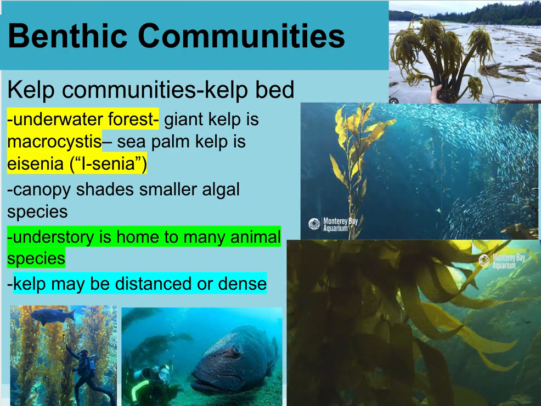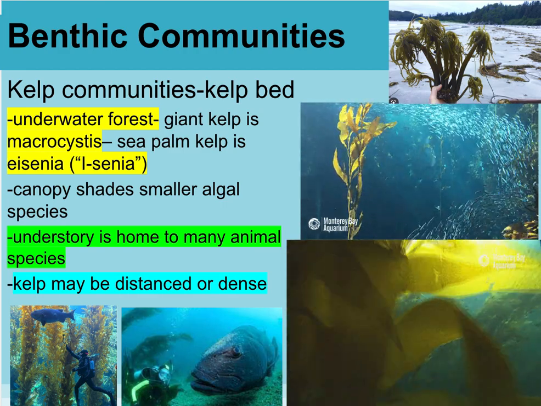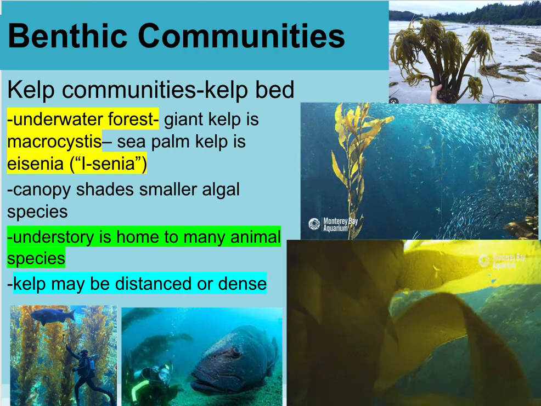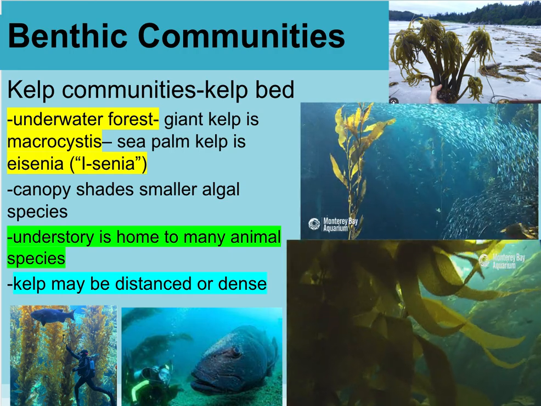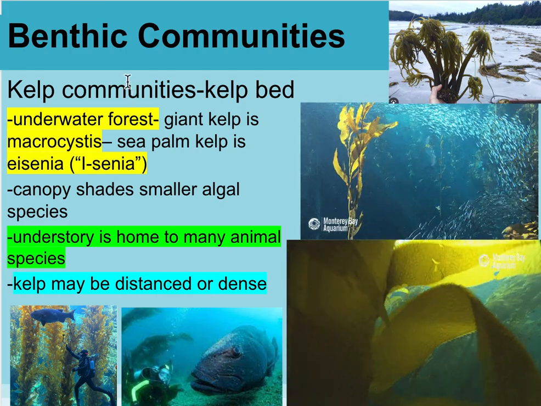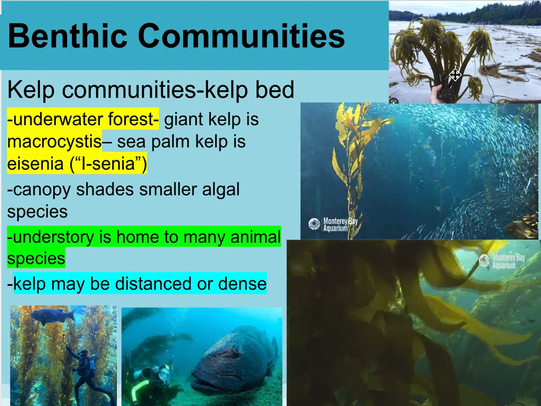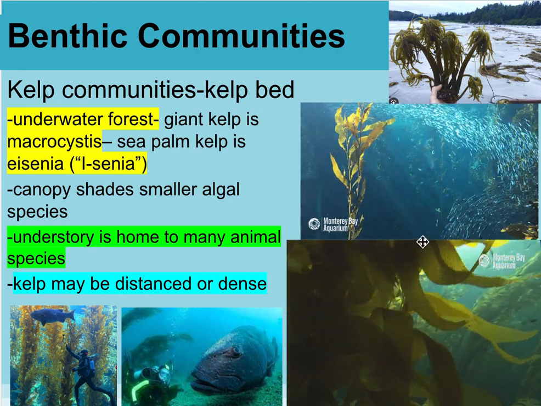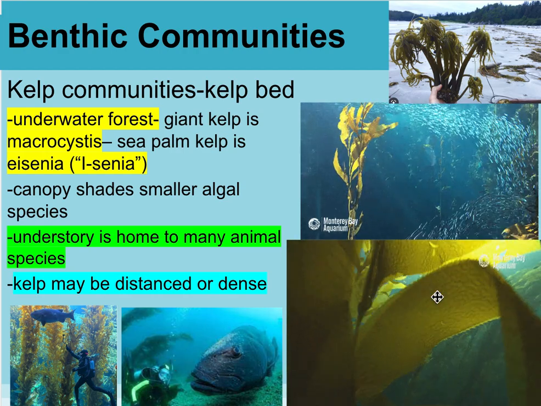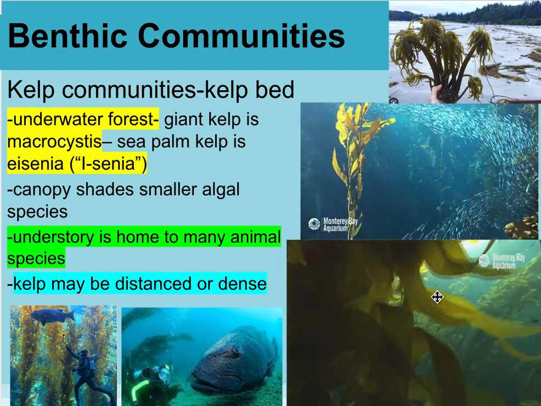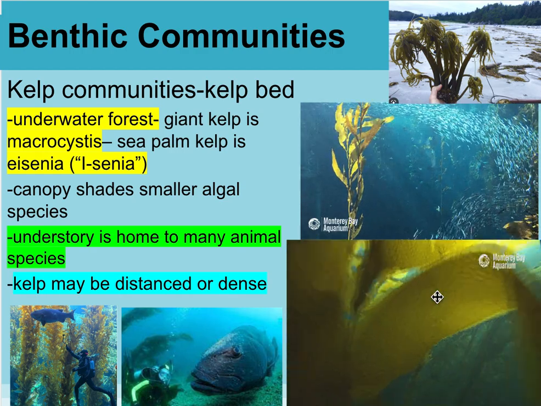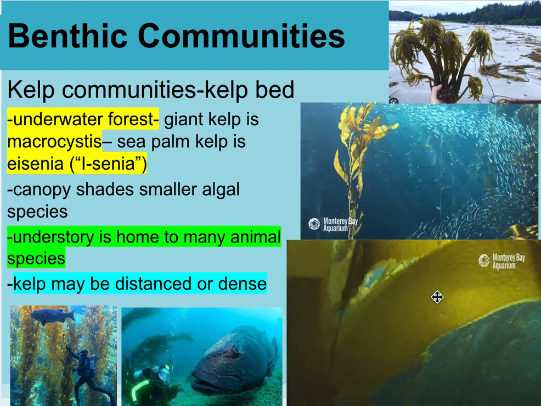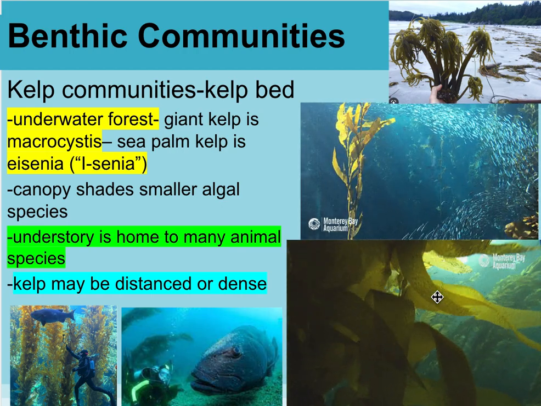A very, very important community that lives in the neritic zone are kelp communities. These are like underwater giant forests. One type of giant kelp is called a macrocystis, and then I wanted to show you this one called a sea palm, and this is a type of kelp called Eisenia. These are different types of kelp. There are other versions that create these whole forests, and they create different layers and levels under the water where different organisms can live in relative safety, at different depths.